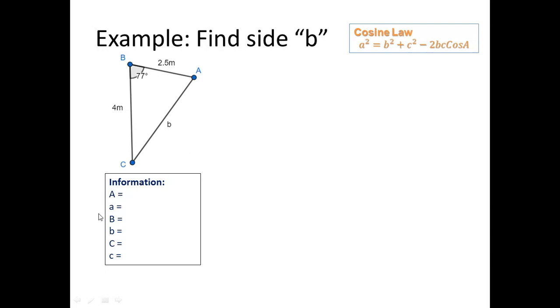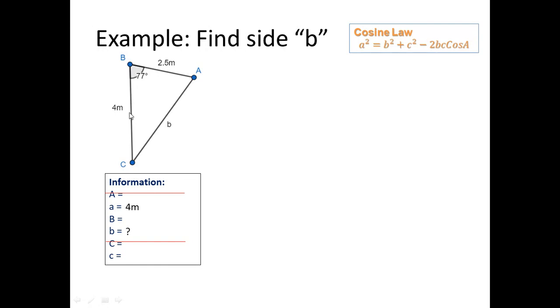So I've set up A, B, and C. We know that we're looking for side B, and I don't have A, I also don't have C. But in our cosine law, it only involves one angle. So as long as I have my one angle, the other two angles don't matter. So I can cross out A and C.